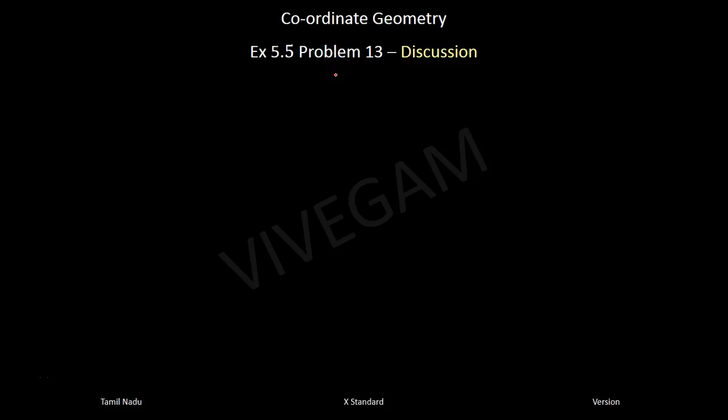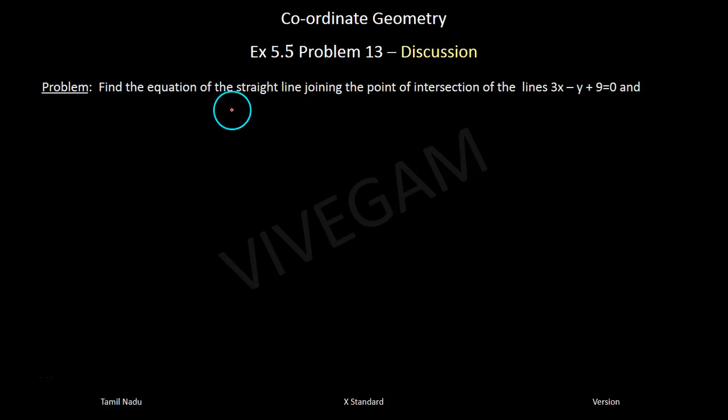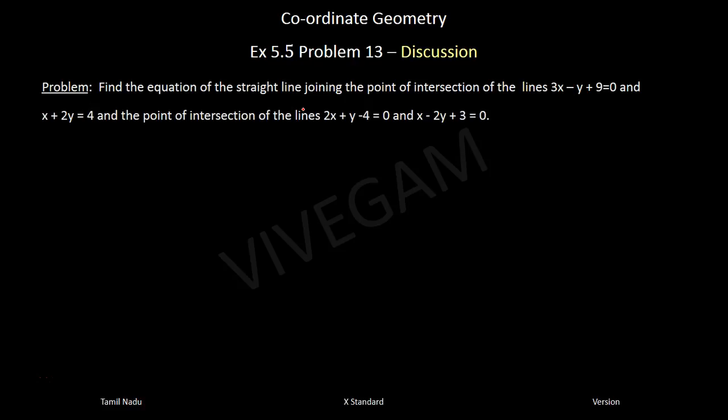Exercise 5.5, problem 13, discussion. Find the equation of the straight line joining the point of intersection of the lines 3x minus y plus 9 equal to 0 and x plus 2y equal to 4, and the point of intersection of the lines 2x plus y minus 4 equal to 0 and x minus 2y plus 3 equal to 0.